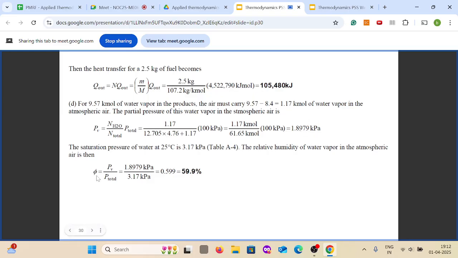So the saturation pressure for water at 25 degrees Celsius is 3.17 kilopascal. We know relative humidity is nothing but the partial pressure of water vapor divided by the saturation pressure. So that is 1.8979 divided by 3.17, which will give you 59.9%. So that is the relative humidity of the air which has to be used for the water in the product to be 9.57 kilomole.